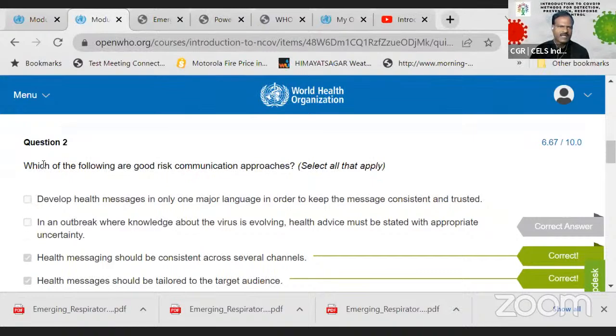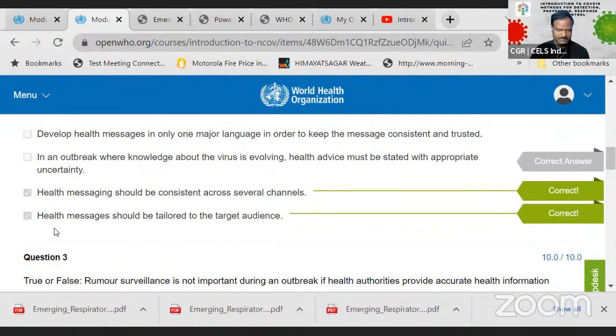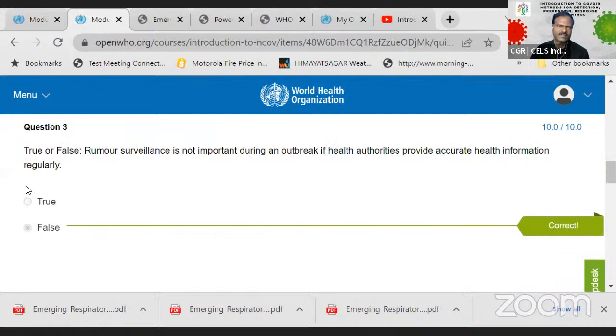So here again, which of the following are good risk communication approaches? These three are there. In an outbreak where knowledge about the virus is evolving, health advice must be stated with appropriate uncertainty. Health messaging should be consistent across several channels. Health messages should be tailored to the target audience. Then, rumor surveillance is not important during an outbreak. That is false. Rumor surveillance is very much required because we should not believe rumors.